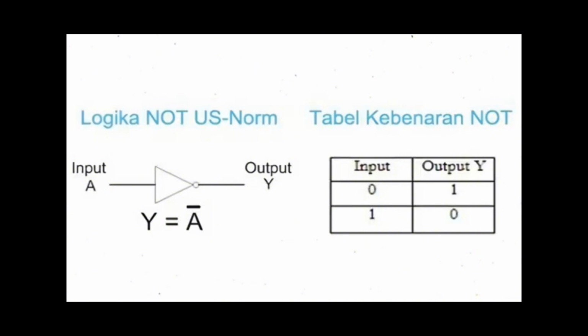NOT gate is a logic gate that has one input and one output. The main function of a NOT gate is to invert its input value. If the input is 1, high, then the output will be 0, low. If the input is 0, low, then the output will be 1, high. NOT gate is also called an inverter because its function is to reverse the input logic. As an example, if the input is 0, the output will be 1. If the input is 1, the output will be 0. In simple terms, a NOT gate changes logic to the opposite of the input value.